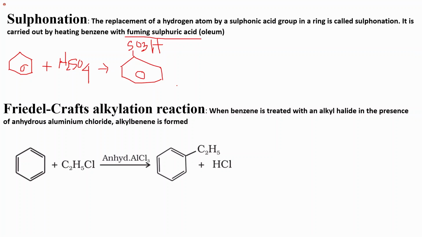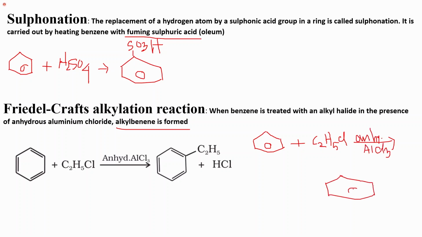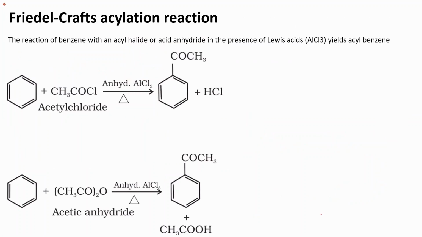Now the Friedel-Crafts alkylation reaction. When benzene is heated with an alkyl halide in the presence of anhydrous aluminum chloride, alkylbenzene is formed. So if you start from the benzene ring and add C2H5Cl with anhydrous AlCl3, then you will get ethylbenzene, C6H5-C2H5, plus HCl.